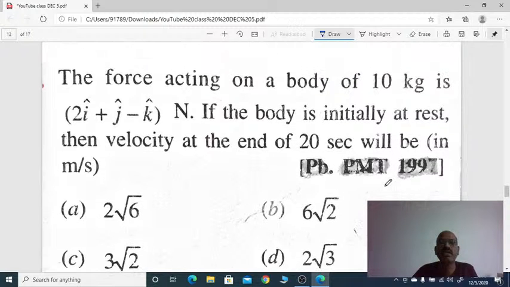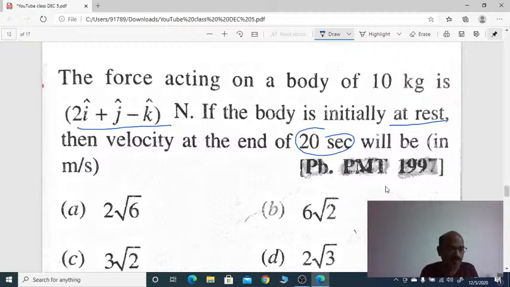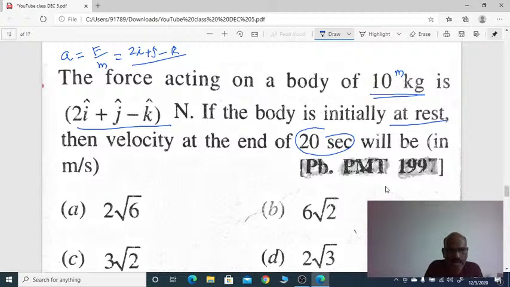A force acting on a body of 10 kg is given in Newton. If the body is initially at rest, initial velocity 0, what is the velocity at the end of 20 seconds? So a force is acting on the body of mass 10 kg, and the force is given, so we can find the acceleration. Acceleration equals F by m. What is F? 2i cap plus j cap minus k cap, divided by m. M is 10. So we now have the acceleration.